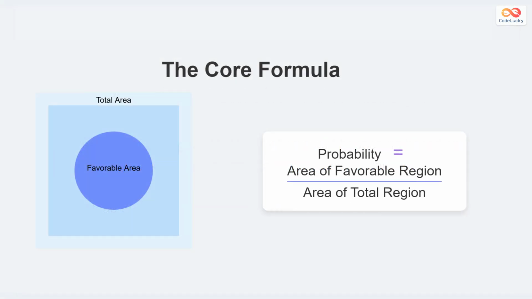The fundamental principle is straightforward. The probability of an event is the ratio of the favorable area to the total possible area. In other words, you take the size of the region where you want to land, and you divide it by the size of the entire space you could possibly land in.